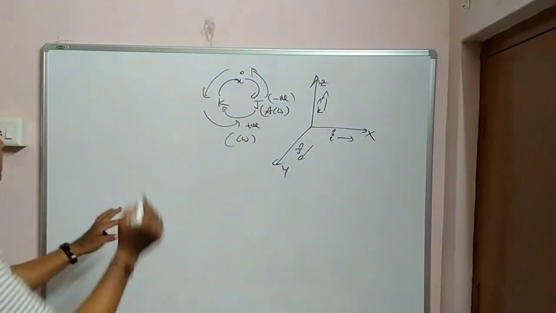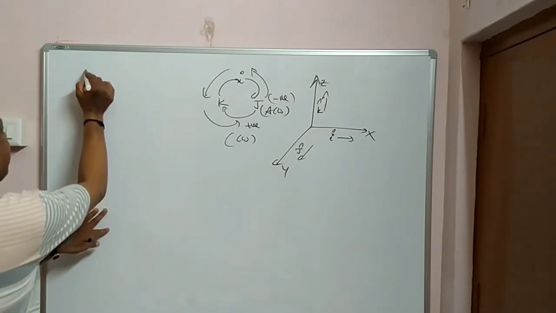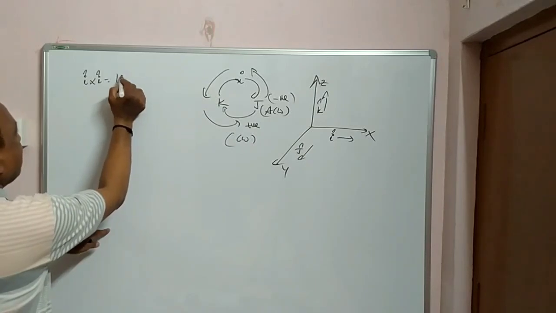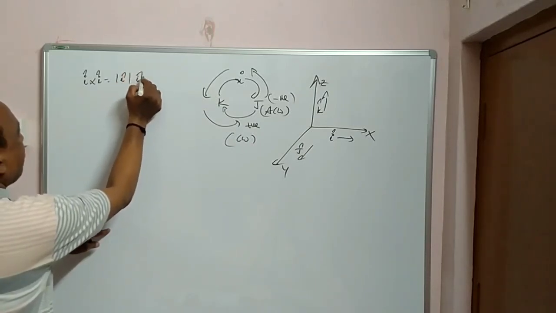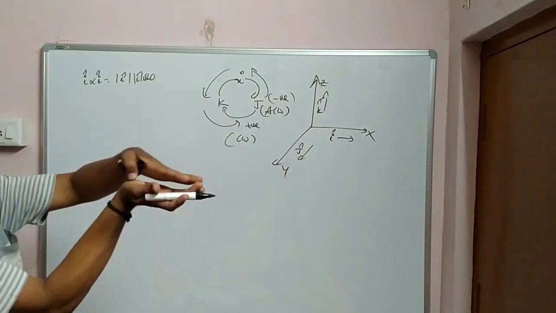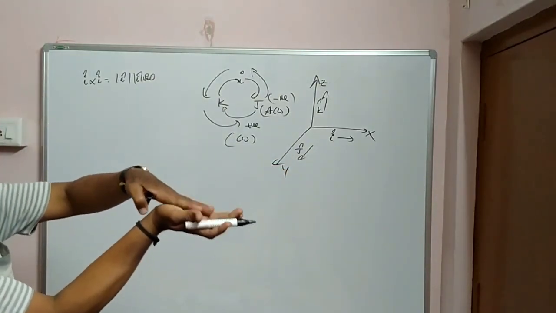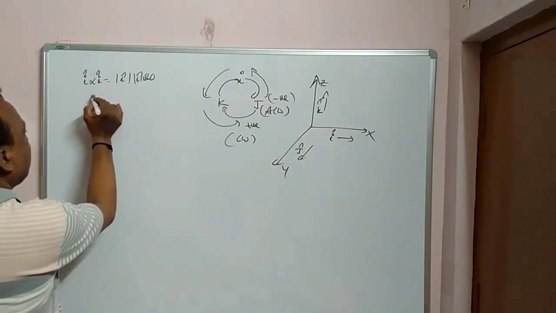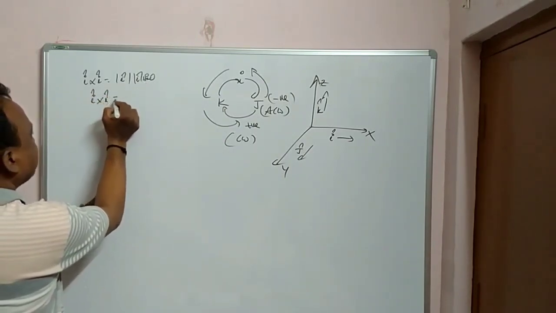So here you can observe i cross i. Apply the formula: mod i, mod i, sin theta. So i cross i means along the x-axis, the same direction. What is the same direction? Theta is 0. So sin 0 is 0. Therefore, i cross i is equal to 0.